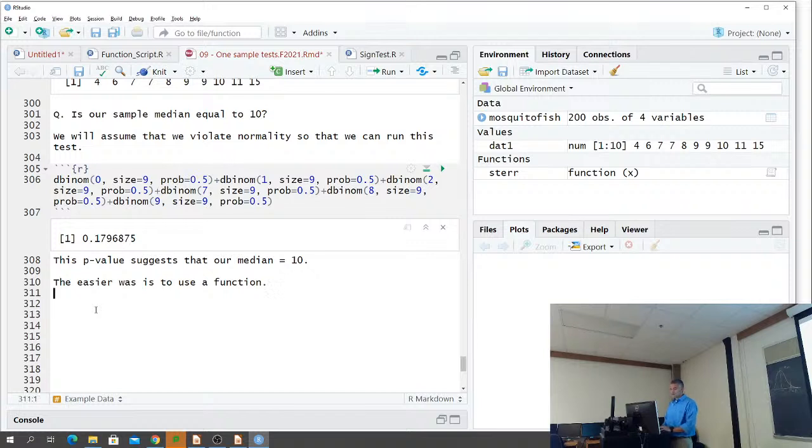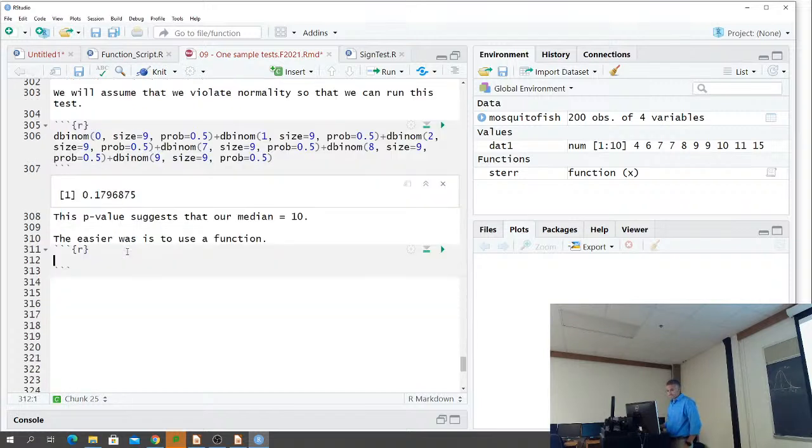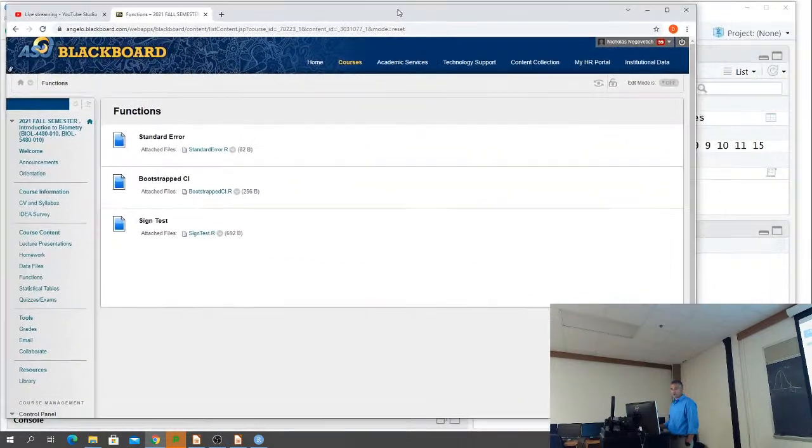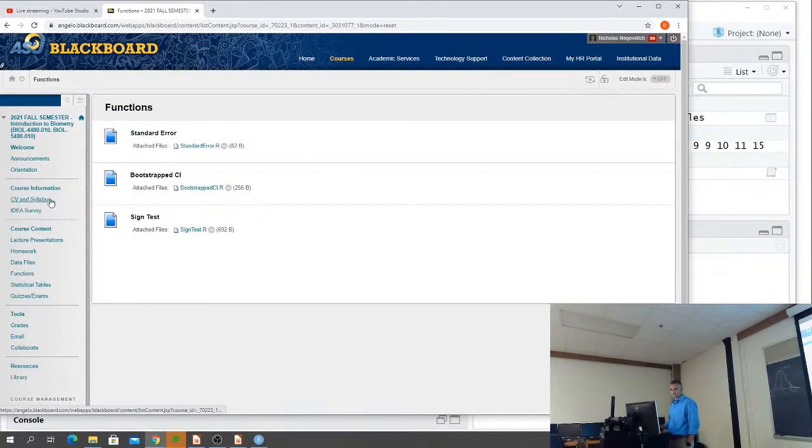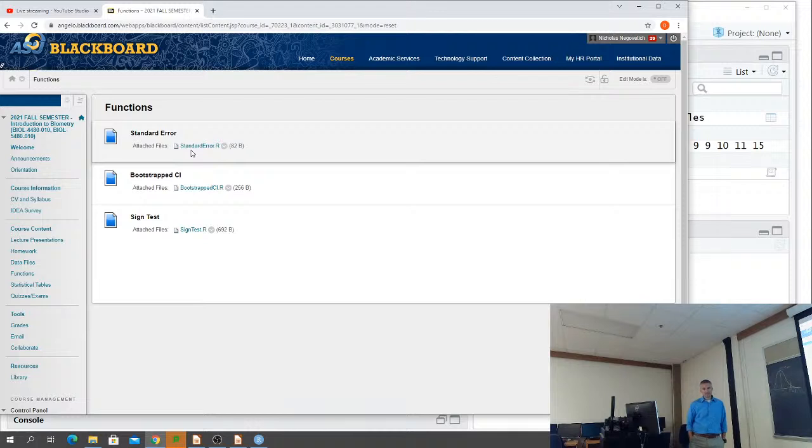All right. So the easier way to run this test and not worry about doing the plus or minuses or figuring out the d binom function is to actually use a script. So in our Blackboard site, we now have a couple R files: standard error, bootstrap CI, and sign test.